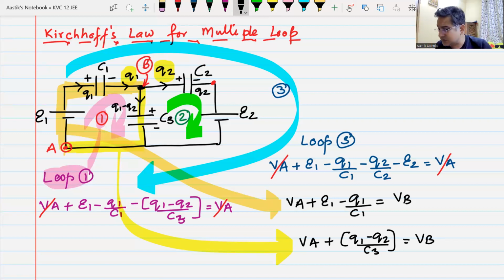Once you get these two equations, solving them is not my part. Solving them is yours. So you should be able to solve them, get the answer, and you can stay happy.